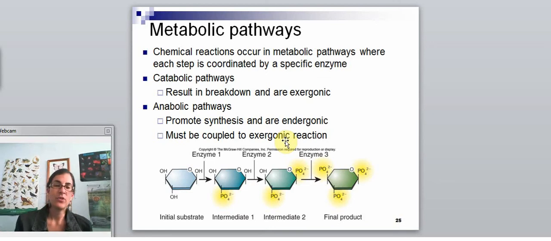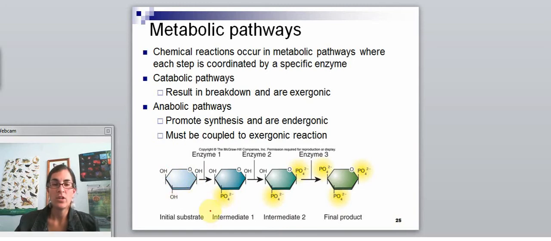In the cell, chemical reactions don't happen in isolation. They'll occur in complex metabolic pathways that put reactions in order, where the product of one reaction becomes the starting material for the next reaction. So if I look at this example, the goal is to have a final product that has 3 phosphates on it, and my starting material has no phosphates on it.